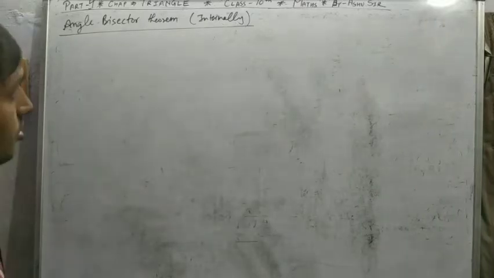Next topic of this chapter is the Angle Bisector theorem. Proving is not in your syllabus. Only 1-2 marks questions come from this topic. What's the topic?